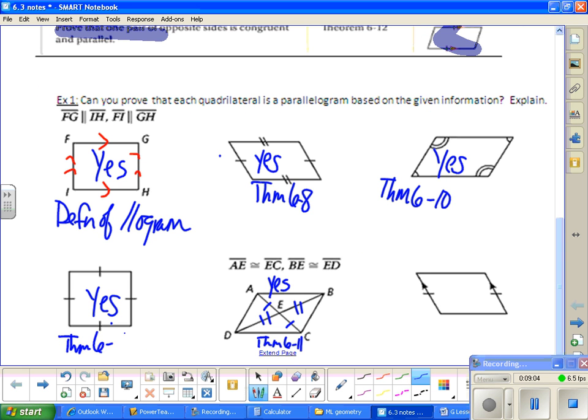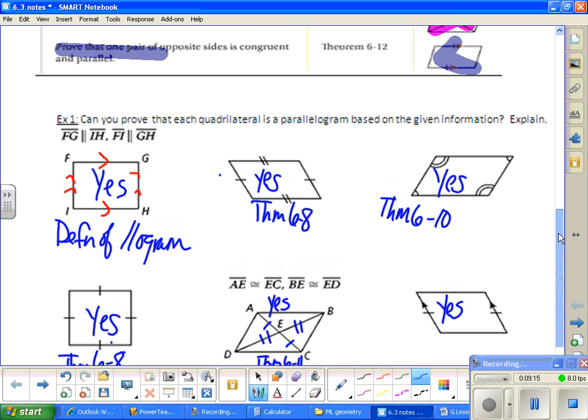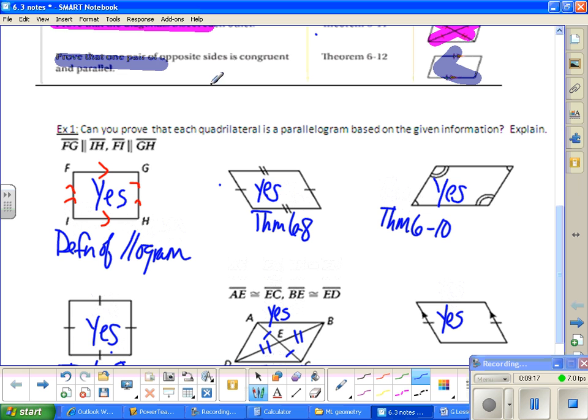And the last one is a yes, because of this last one here. Prove if one pair of opposite sides is congruent and parallel, then it is. So that would be 6-11, theorem 6-11. I mean 6-12, sorry. So that's all you're really doing for this section, is just telling us yes or no.